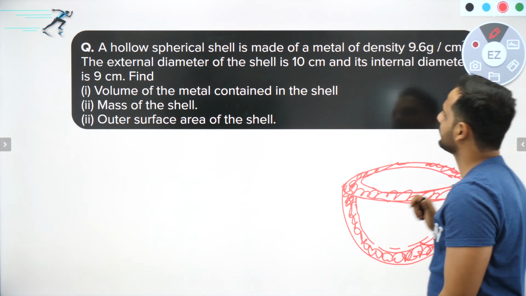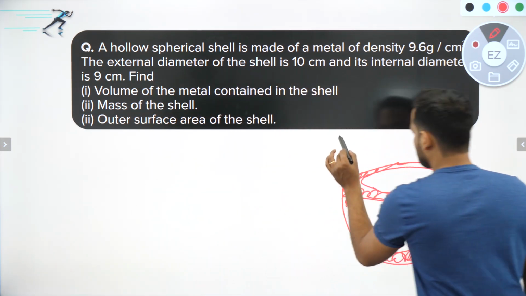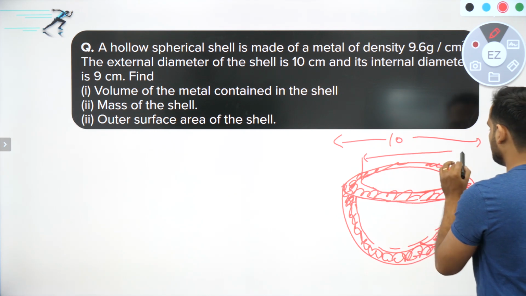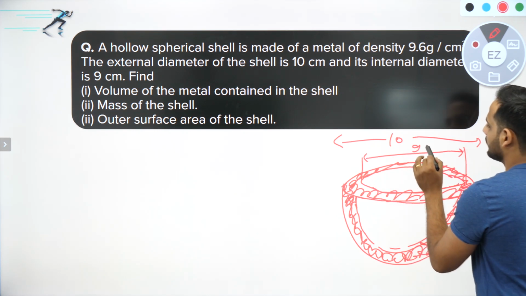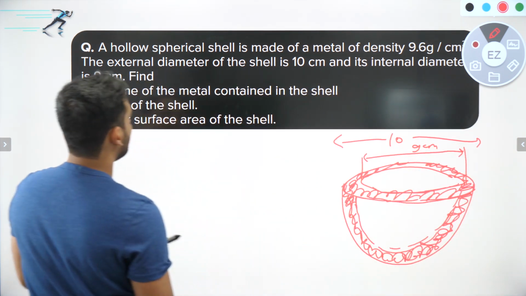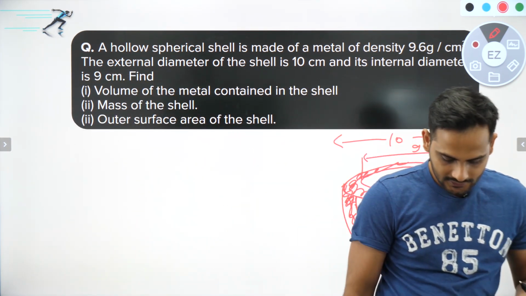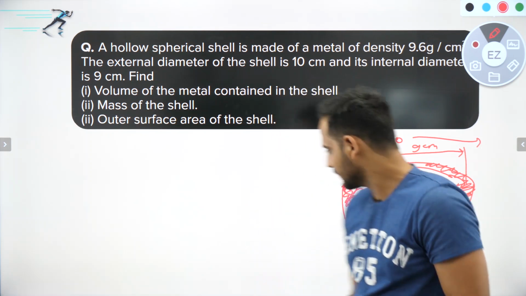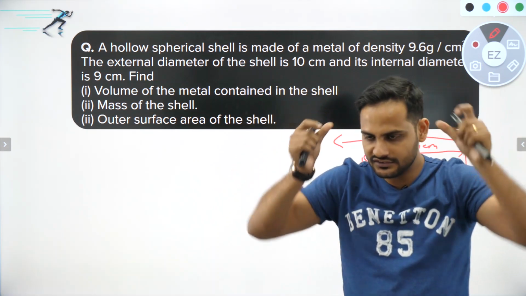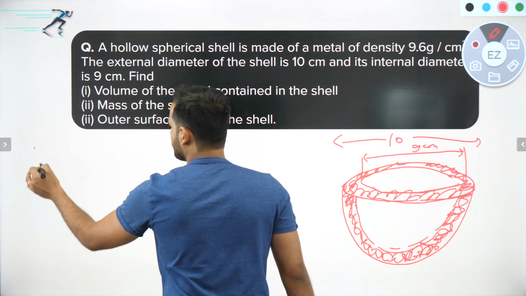Now what they are saying is that the external diameter of the shell is 10 centimeter and internal is 9. So this external is 10 and this internal is 9. So we got to know the external radius and internal radius also, right? Then find the volume of the metal contained in the shell. Metal is only in this shell part. Between this, in the empty space, there is no metal. So the volume of this shell will be equal to the volume of the outer minus the volume of the inner one. So volume of metal will be equal to what?